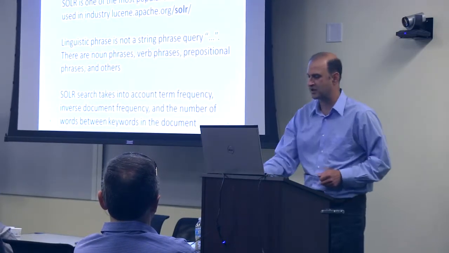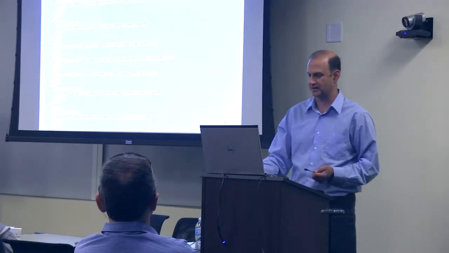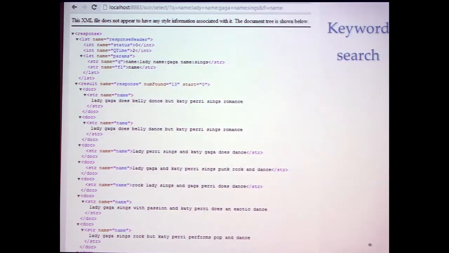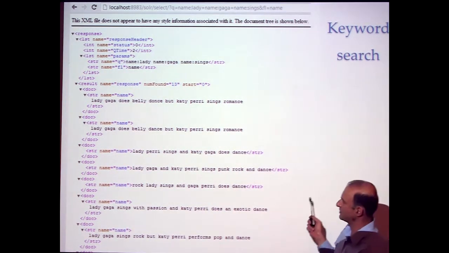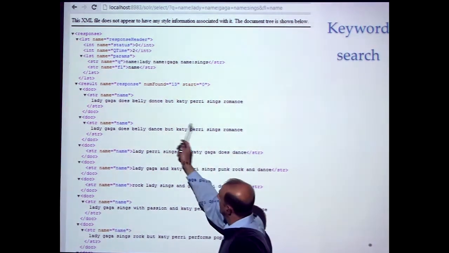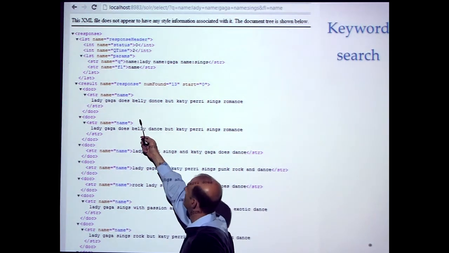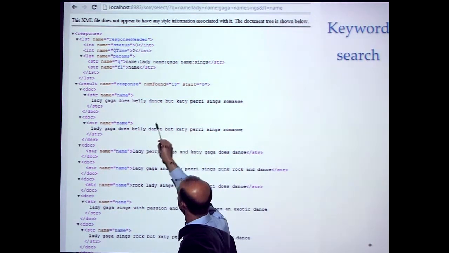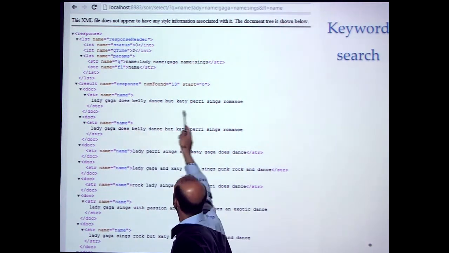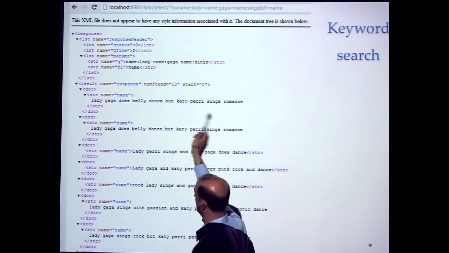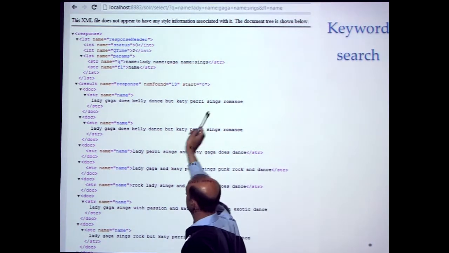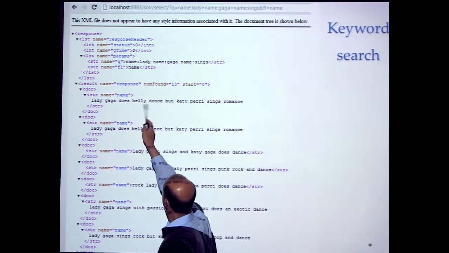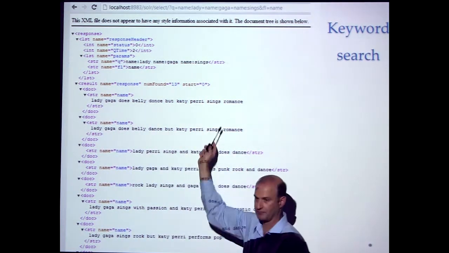So for search engineers, that's where search engineering starts, Solr, and the domain is entertainment. The question is Lady Gaga sings. If we have just a keyword search, we have an index for the default search engine, the default request handler in Solr. It doesn't care about the order of words, doesn't care about phrases. So Lady Gaga does a belly dance, and dance is misspelled.